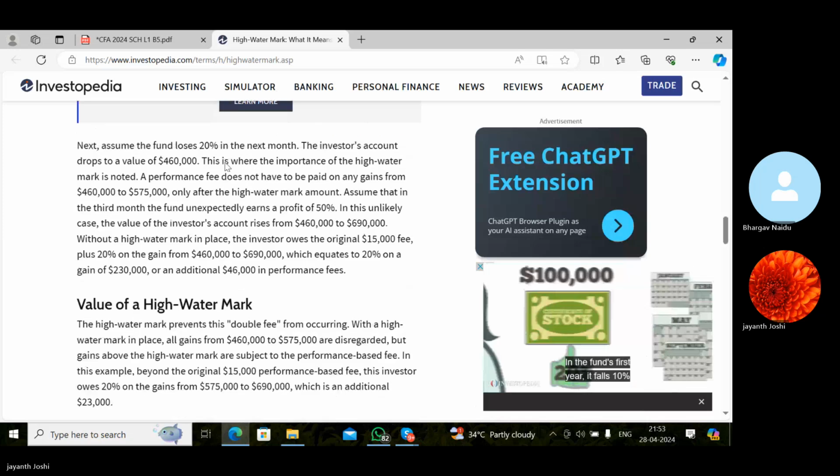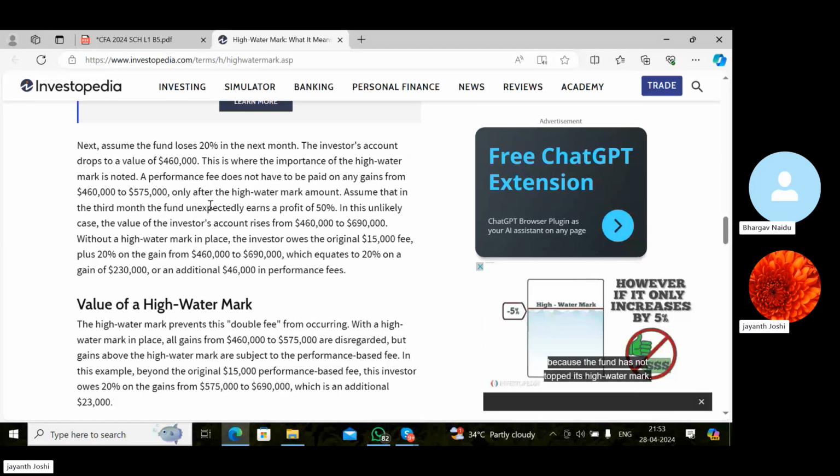Investor's account drops to 460. We will again gain, but you should not be paying the fees until and unless they cross the 575 limit, which already they have given you. So this is where the importance of high water mark is noted. A performance fee does not have to be paid on any gains from 460 to 575, only after the high water mark amount, which is 575.